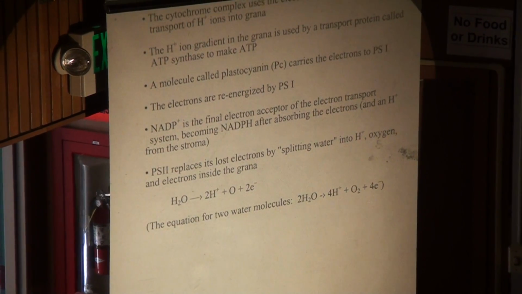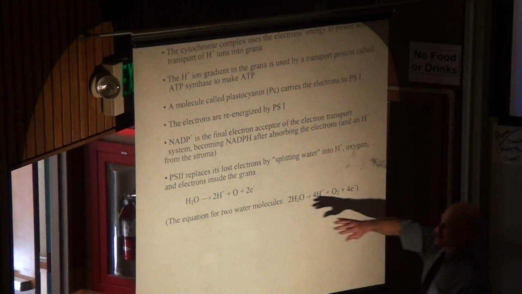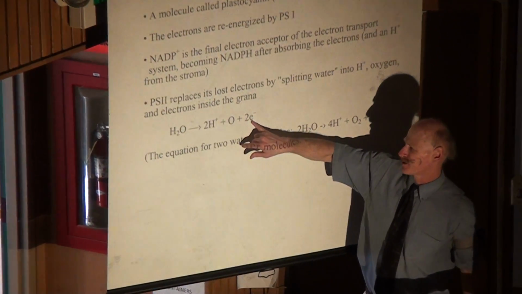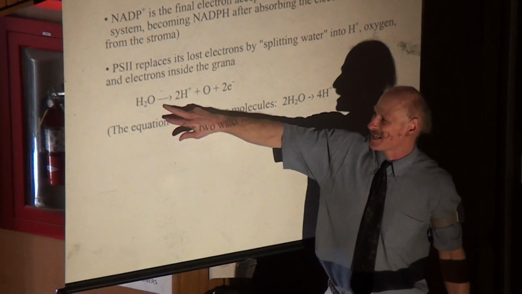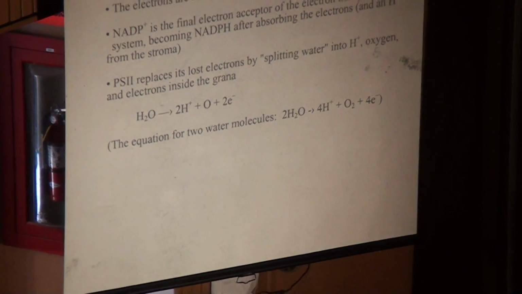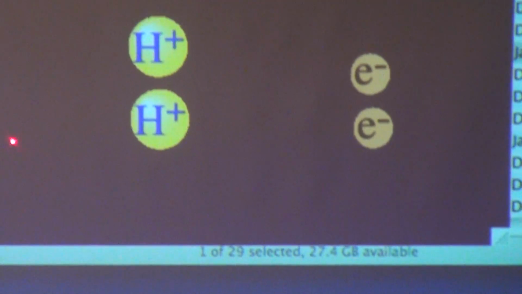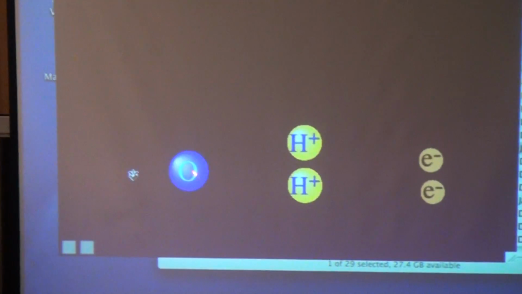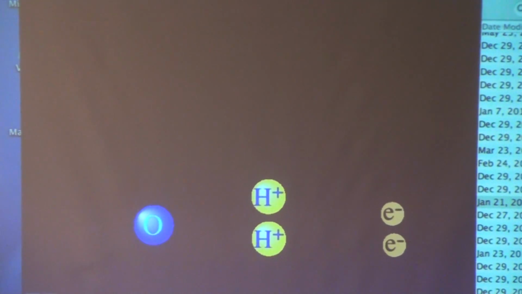Oftentimes, if you read textbooks, this is how they show the water splitting reaction for feeding electrons into photosystem 2. But it's slightly inaccurate, and here's why. Single oxygen atoms, like they're showing there, don't really exist. Oxygen likes to pair up with other atoms if it can. And so a better way to show it is this.